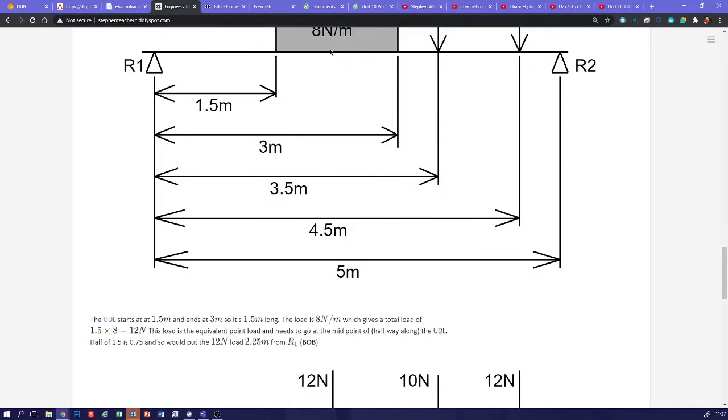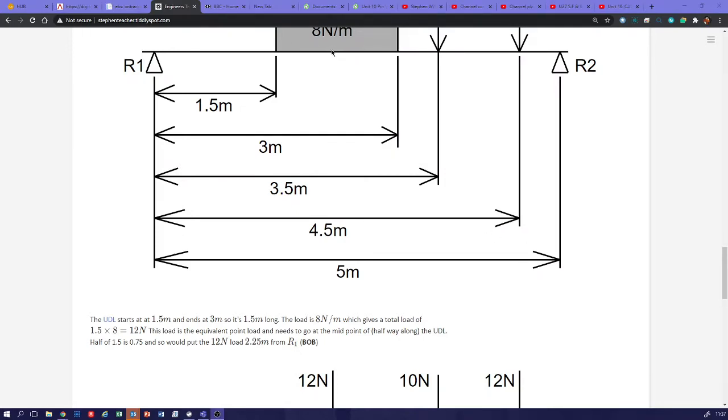So it needs to go, I don't know if it's recording my cursor. No, it's not recording my cursor. That would be too easy, wouldn't it? So it needs to go about halfway along the UDL. Let me just see if I can set up the cursor for me. Okay, it should be capturing my cursor. Let's hope it is.